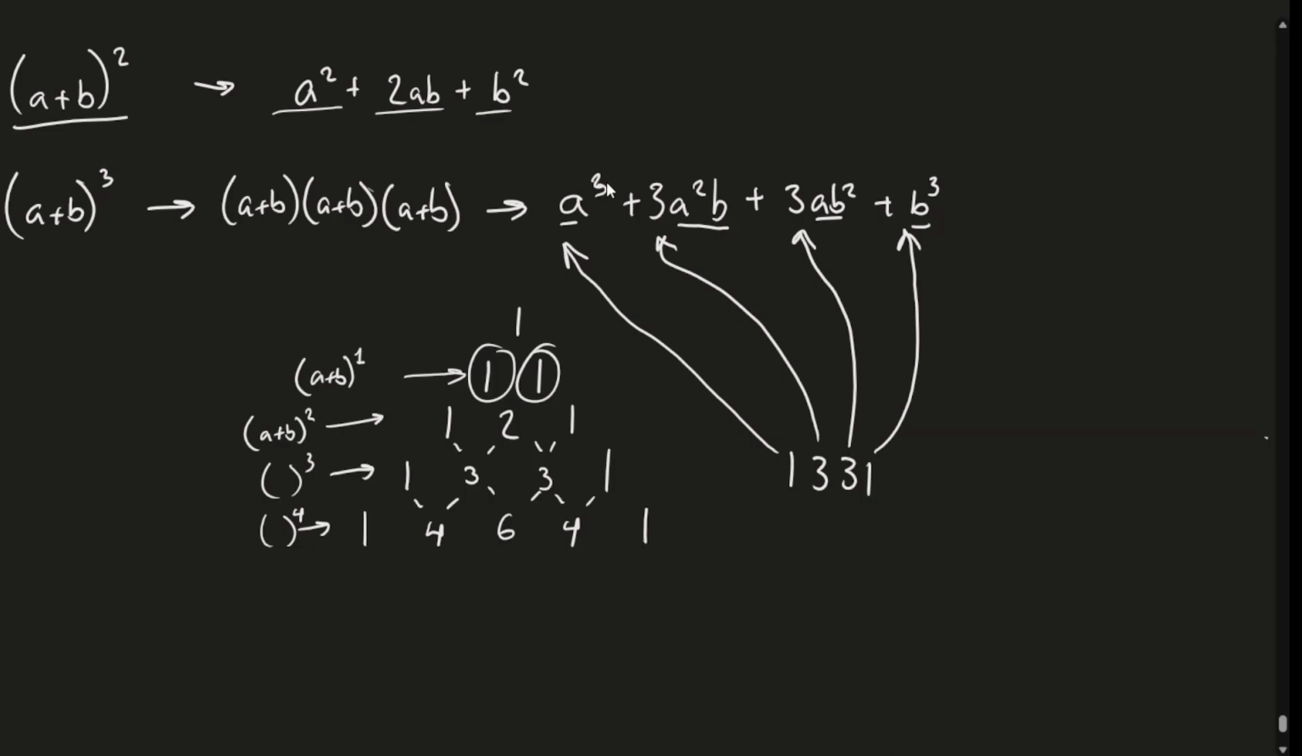Now, how do we get the actual powers of the terms? The way that we do that is that if you notice here in the a term, it goes power of 3, then power of 2, then power of 1, and over here we have a to the power of 0.